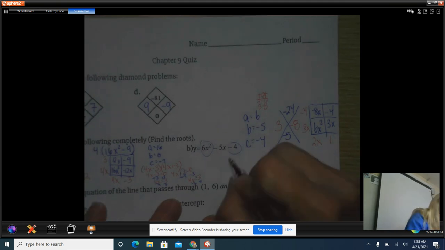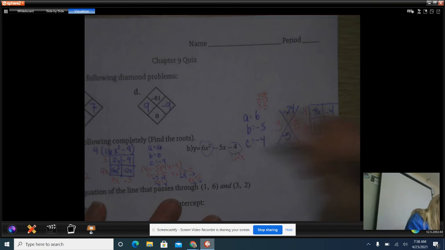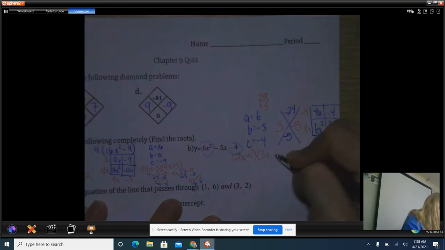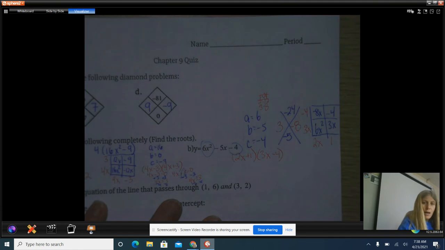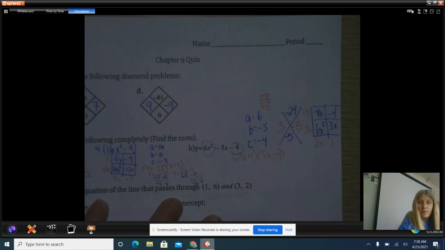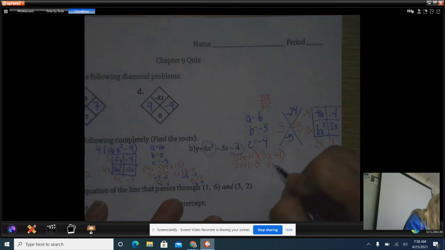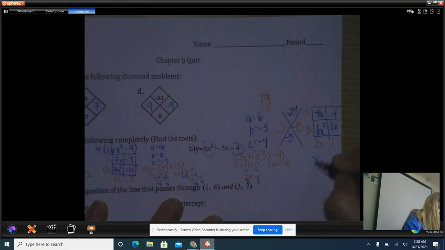Now moving it to product form, I have 2x plus 1 times 3x minus 4. Okay, I am now going to use the zero product property to set them both equal to 0 and solve for my roots. So 2x plus 1 equals 0, and 3x minus 4 equals 0. I'm going to subtract 1 from both sides. 2x is equal to -1. Divide both sides by 2. And my first root is going to be -1/2.